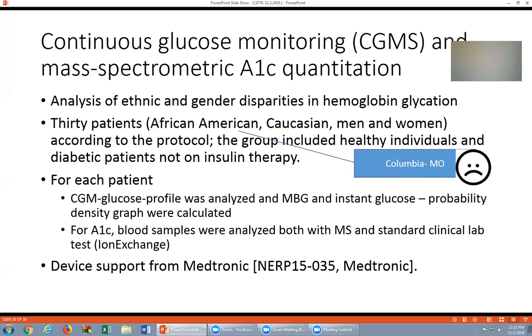For each patient that we recruited, they got a CGMS, which is the continuous glucose monitor, and then we analyzed the mean blood glucose from that, as well as the finger sticks and the A1c, and we did them at the first entry and then within a 3-month period one more time again. So we had 2 data sets for each patient, and we had device support from Medtronic. It was a very, very good thing for us that we were able to get this test done.